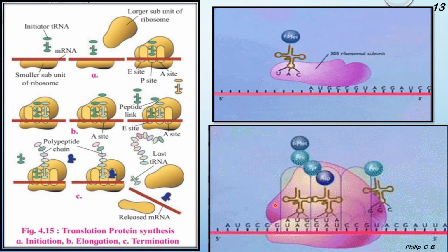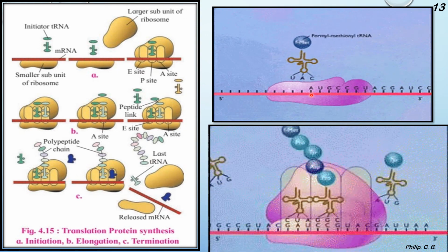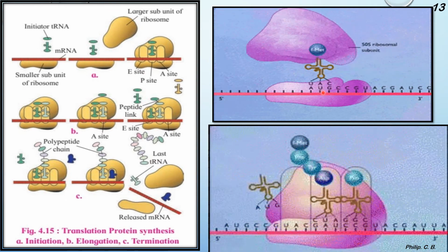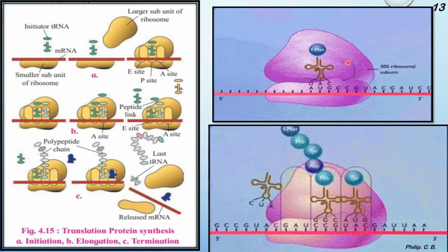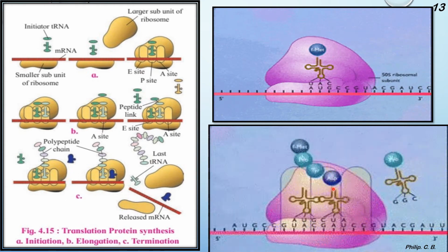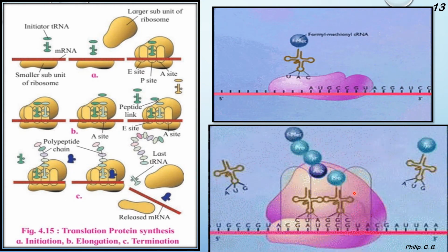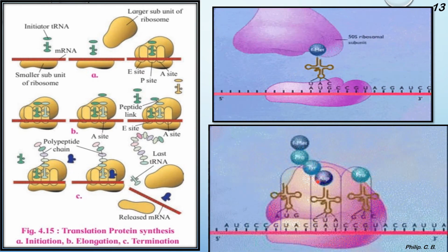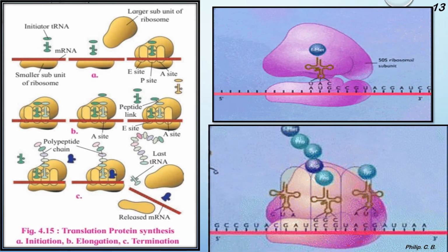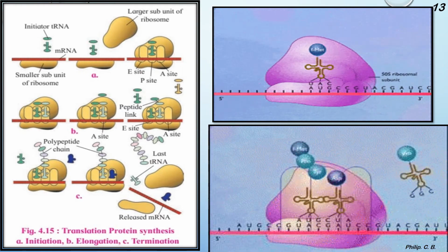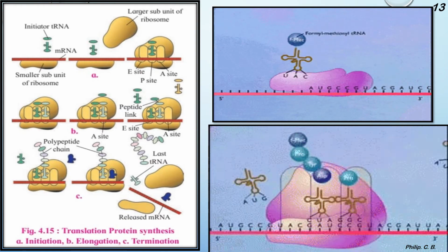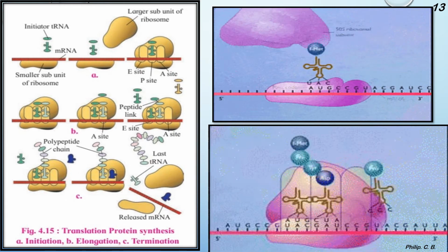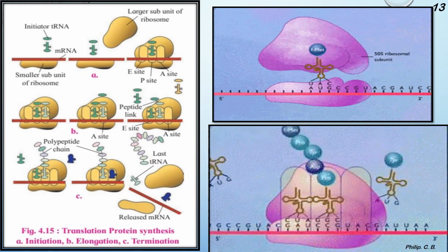So here again we can see the first one, as I mentioned, the smaller subunit, the tRNA which binds with the mRNA, codon and anticodon, the larger subunit. And in the second animation, we can very clearly see how one by one, starting from methionine and other amino acids join to form a polypeptide chain. Clear? So this image and animation, both from slide number 12 and 13, make our concept very clear.